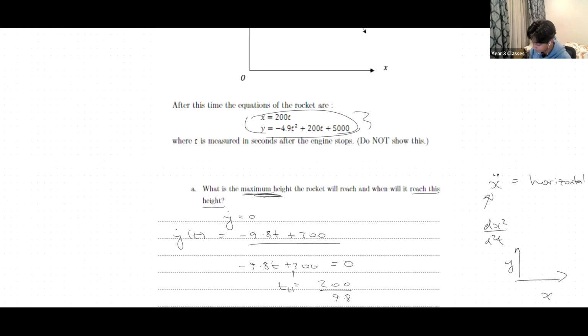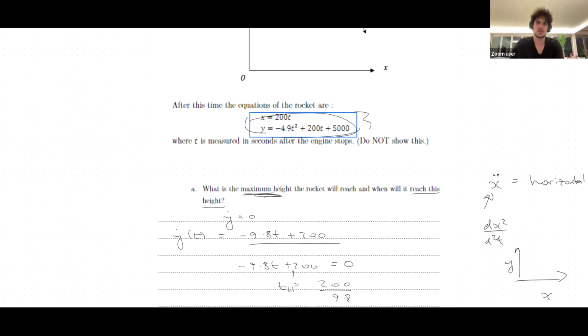x equals 200t. And what's that going to give me? So we're trying to look for x velocity. Remember, velocity is just going to be this x differentiated with respect to t. So it's basically going to be 200t differentiated with respect to t, d/dt of 200t, which is going to be 200.